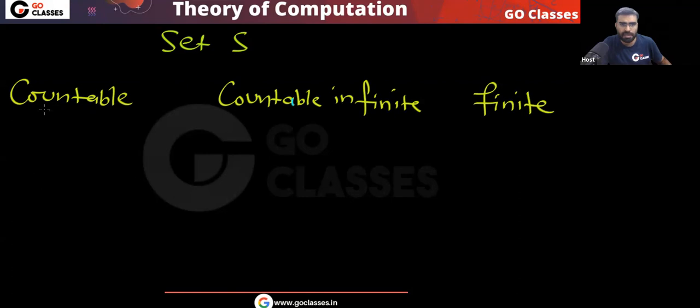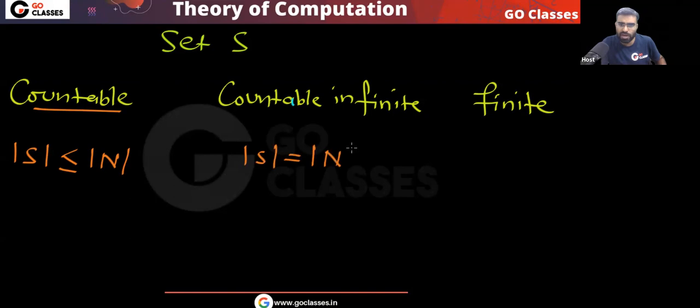You can see the definition of countable: the cardinality of S is less than or equal to the cardinality of N. Countable infinite means the cardinality of S is equal to the cardinality of N. Finite means the cardinality of S is strictly less than the cardinality of N. So these are the definitions. Agree? You can easily notice.